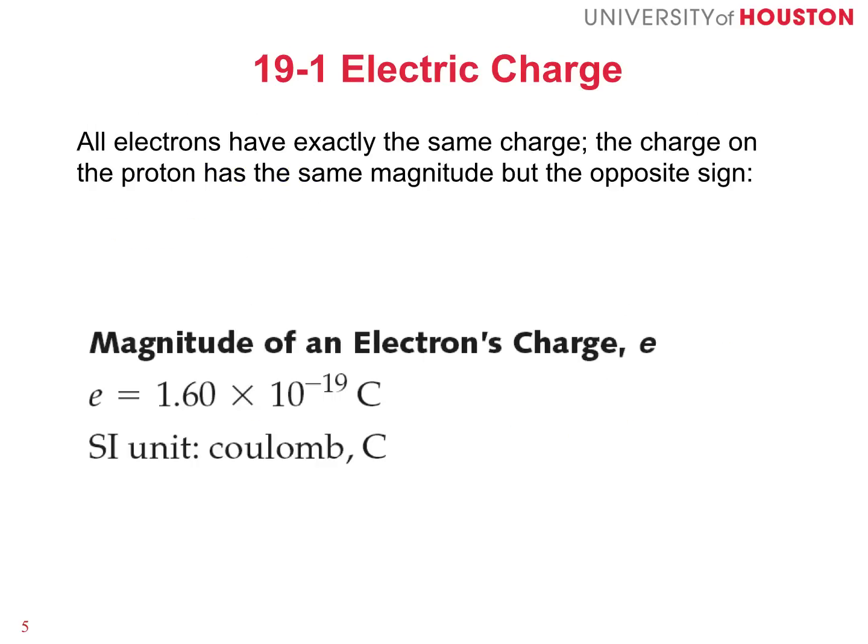All electrons have exactly the same negative charge. The charge on a proton has the same magnitude, but it has an opposite sign, which will be positive in this case. The magnitude of an electric charge is given in coulombs, and it has a value of 1.6 × 10^-19 coulombs.